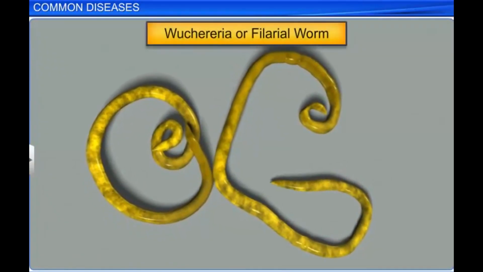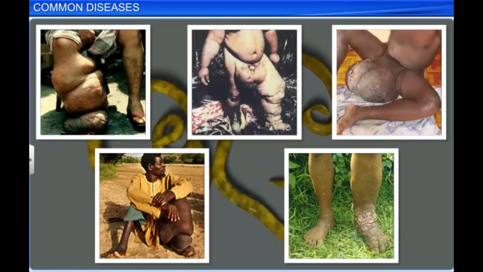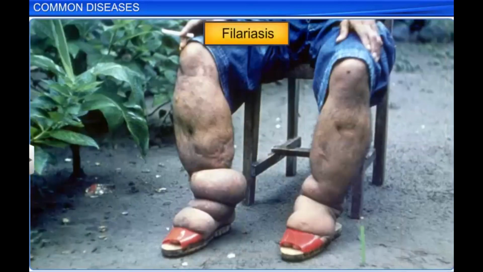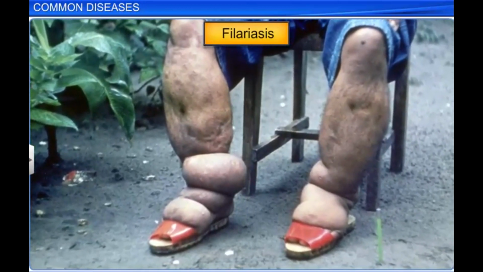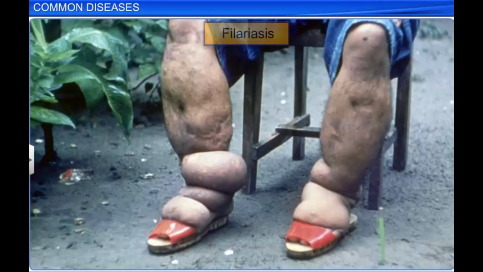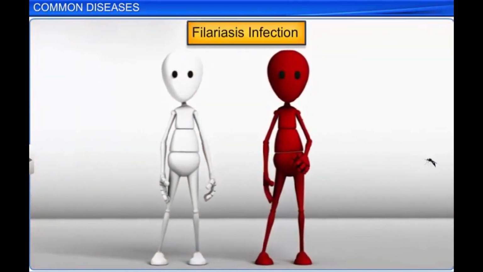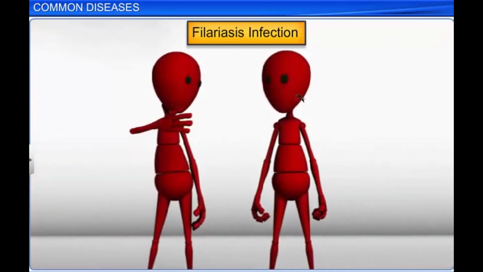Wuchereria bancrofti is a filarial worm that causes a disease called elephantiasis or filariasis. Filariasis is characterized by chronic inflammation of the organs. The filarial worm occupies the lymphatic system, usually in the lower organs such as the legs, where they continue to live for years. The genital organs are often affected, resulting in gross deformities. Filariasis can be transmitted to healthy people by female mosquito vectors.